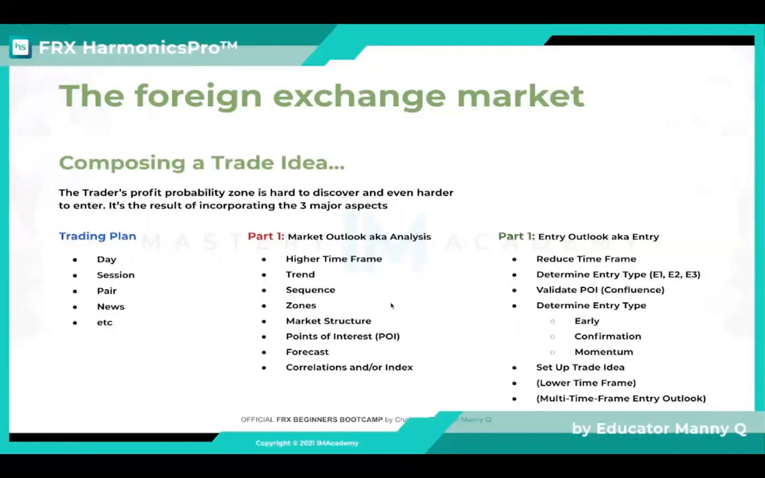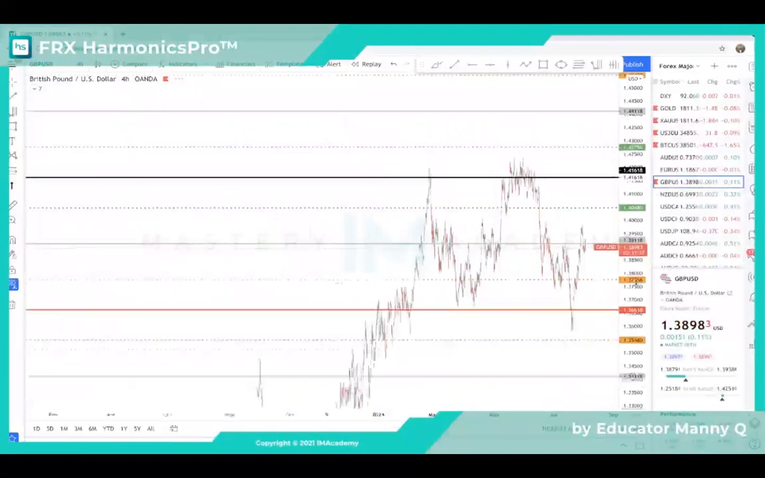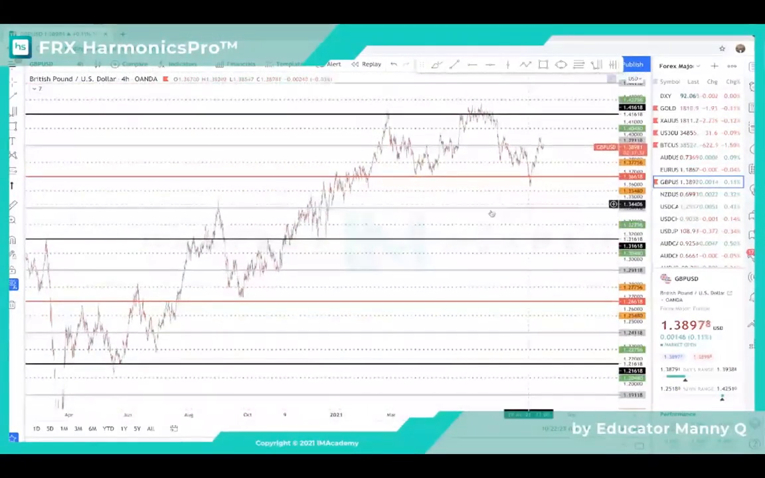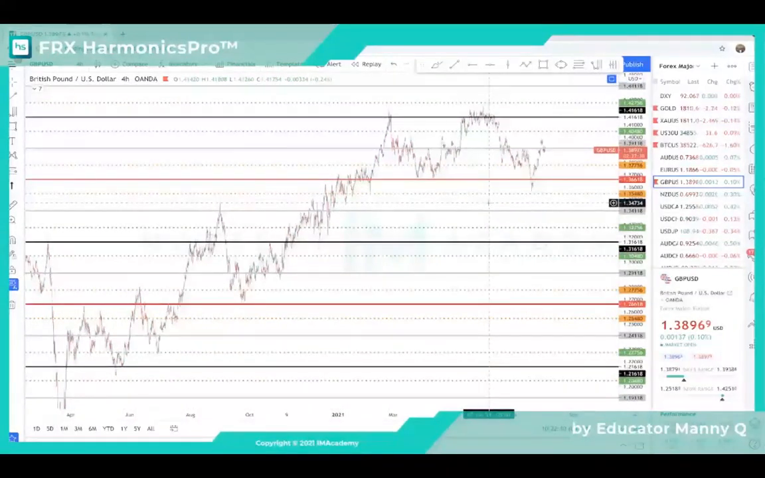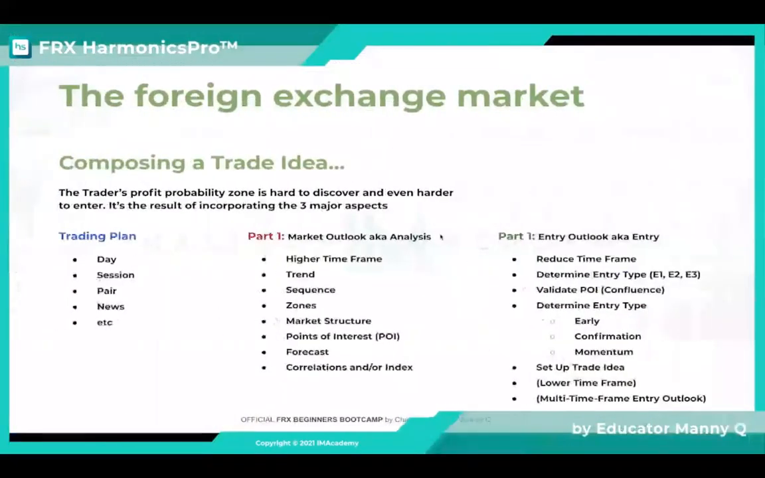So before I jump into this, I want you guys to remember that there are two parts to actually composing a trade idea. Part number one is your market outlook, AKA your analysis. Your market outlook is where you are looking at the actual market, right? You're creating an analysis, you're creating a bias, you're estimating or guesstimating: do I feel like the market's going to go low, or do I feel like the market is going to go high, right? That is your market outlook.